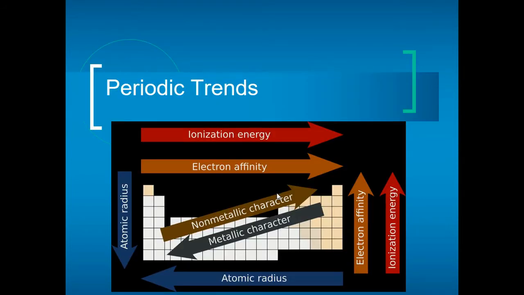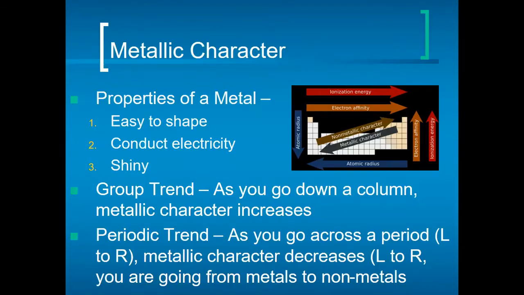Okay, so keep those three things in the back of our mind when we're talking about our periodic trends. The first trend we're going to talk about is metallic character. How much of a metal is an atom really? So to remind you what makes a metal, the properties of a metal. Metals are easy to shape. That means they are ductile. You can pull them into thin rods, or you can pound them flat. That means malleable. They can conduct electricity, and they're shiny.